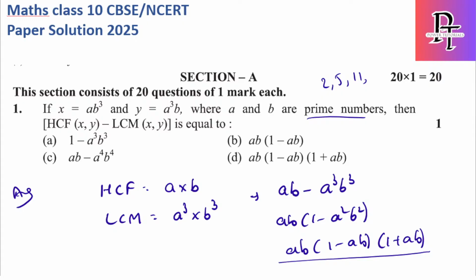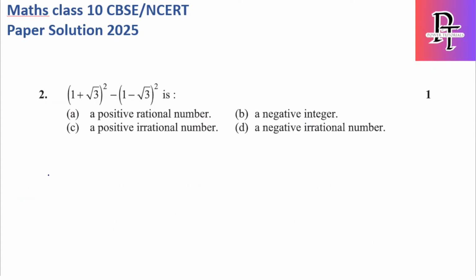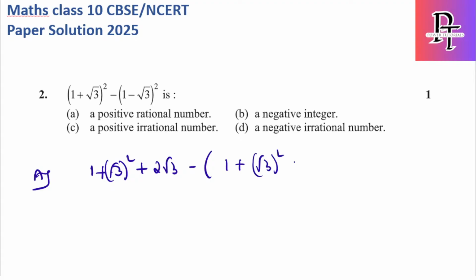Let's move to the second question. (1 plus root 3) whole square minus (1 minus root 3) whole square. For this you have to use the formulas (a plus b) whole square and (a minus b) whole square. (a plus b) whole square is a square plus b square plus 2ab, which gives plus 2 root 3, minus of (a square plus b square minus 2ab).